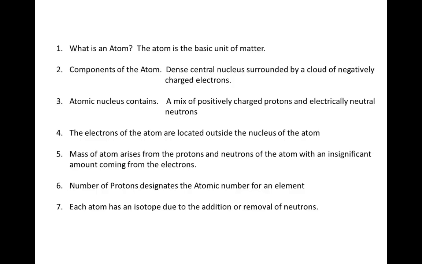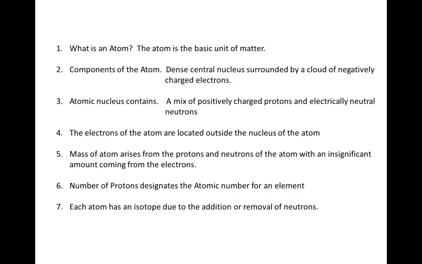The atom is composed of a dense central nucleus surrounded by a cloud of negatively charged electrons. The atomic nucleus contains a mix of positively charged protons and electrically neutral neutrons. The electrons of the atom are located outside the nucleus of the atom. The mass of the atom arises from the protons and the neutrons, the combination of them together, with an insignificant amount of mass coming from the electrons.